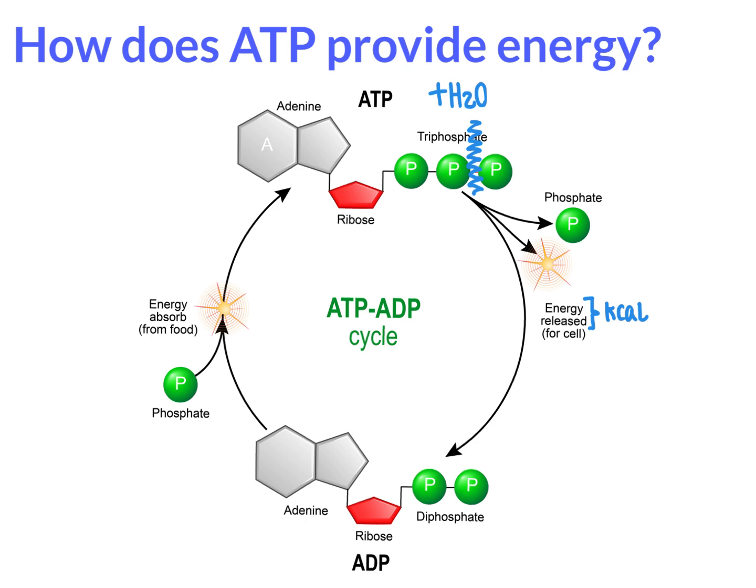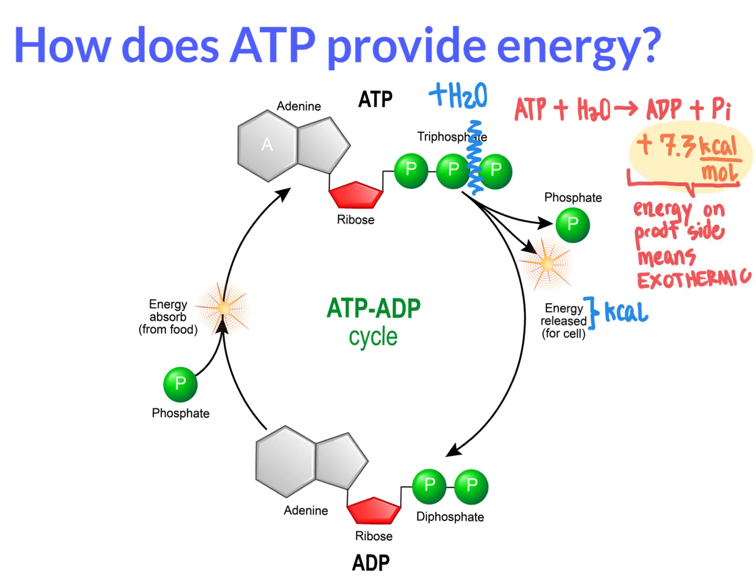That is ATP plus water, water being necessary for a hydrolysis reaction, because hydrolysis by definition uses water to break covalent bonds. It results in the formation of ADP, adenosine diphosphate, missing that phosphate group. It also creates inorganic phosphate, which we abbreviate as Pi, and it releases 7.3 kilocalories per mole of energy. So that's why I put plus 7.3 kcal per mole, showing that this is an exothermic reaction because energy appears on the product side of the equation.